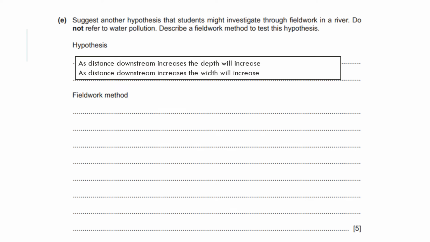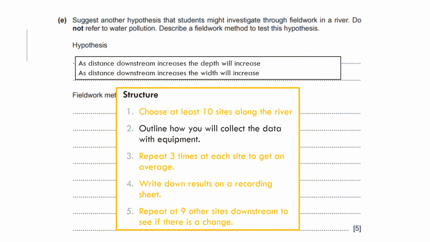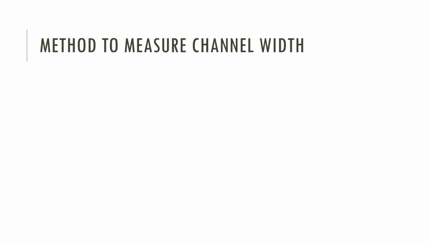So how do we go about writing this? How do we get 4 marks to this question for the fieldwork method? So again, back to the structure. We're showing how something will change distance downstream. I'm going to write about how I should choose at least 10 sites, and then before talking about how I collect the data, then repeat 3 times, write down the results on a recording sheet, and repeat it at 9 other sites. So how do I write my answer? Using that structure I talked about.